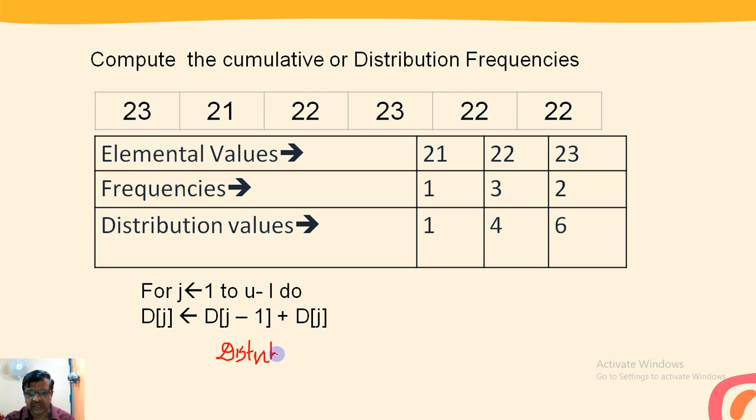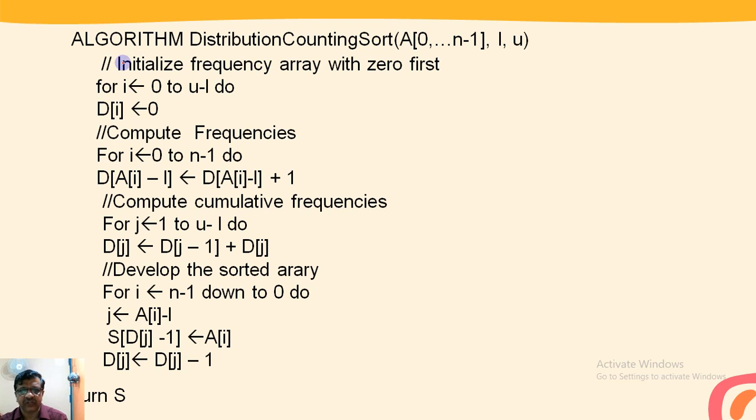For creating distribution values we have made use of the frequency table. And now with the availability of the distribution table we will just place the elements in the respective positions. So for I equal to 0, this is the algorithm. For I equal to 0 to u minus L, this is initialization to 0 of all the 3 elements. So in the general case, whatever the number of elements appear between 0 to upper limit minus lower limit.